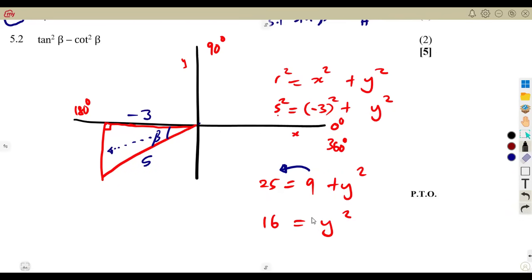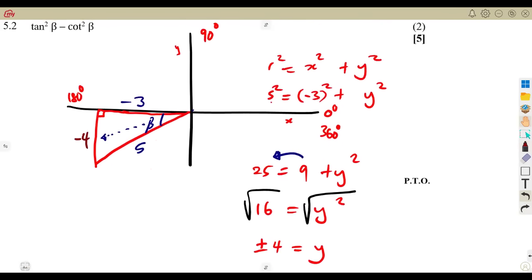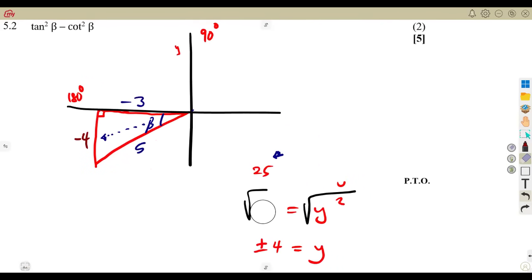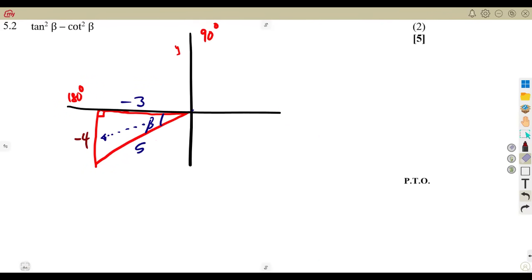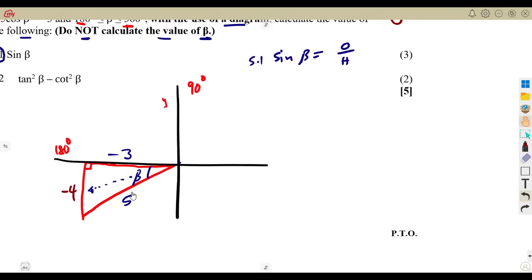How do you remove the square? You introduce the square root on both sides, and knowing that the square root of any number is a plus or minus, y is equal to plus or minus 4. According to this region, we are talking of a negative value. If it was on top like this, it was going to be a positive 4. But here it is negative. So that's the purpose of using the Pythagoras theorem: to find the third side of the triangle, and also to locate whether it is positive or negative from the quadrant, from the diagram.